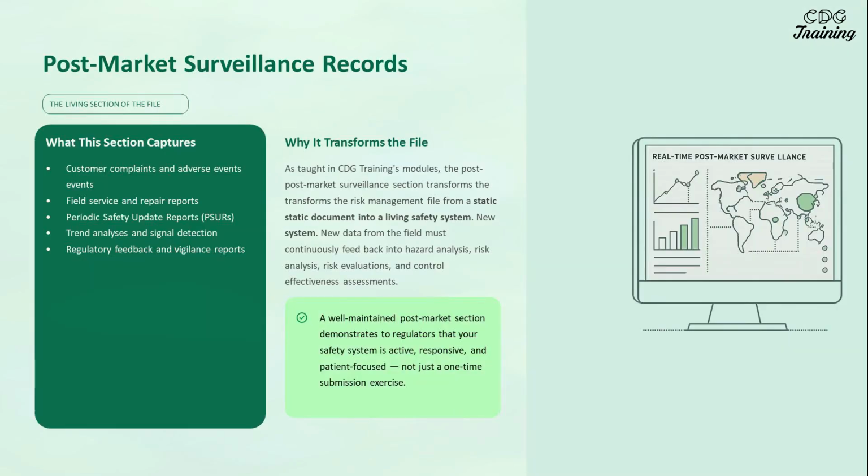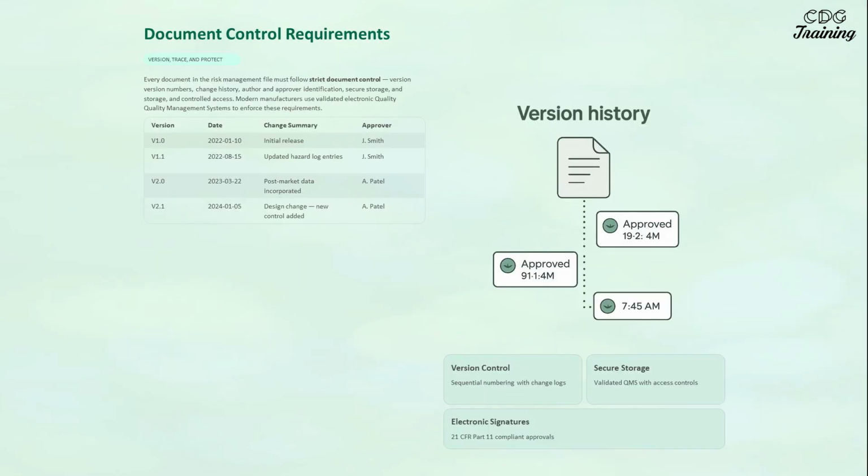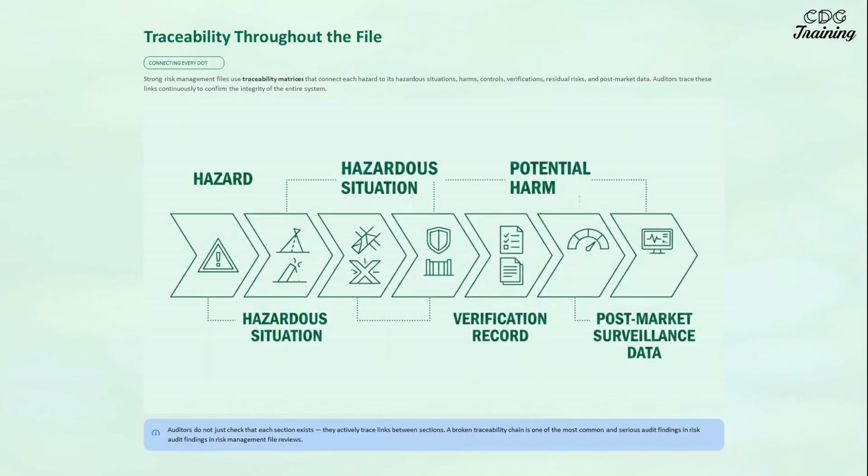Post-market surveillance transforms the risk management file from static to dynamic, capturing real-time data and ensuring the file remains active, responsive, and patient-focused. Every document in the risk management file must follow strict control measures, including version history, secure storage, and electronic signatures, ensuring integrity and traceability. Strong risk management relies on traceability, linking hazards to controls and outcomes. This ensures that every aspect of the risk management process is documented and can be audited effectively.